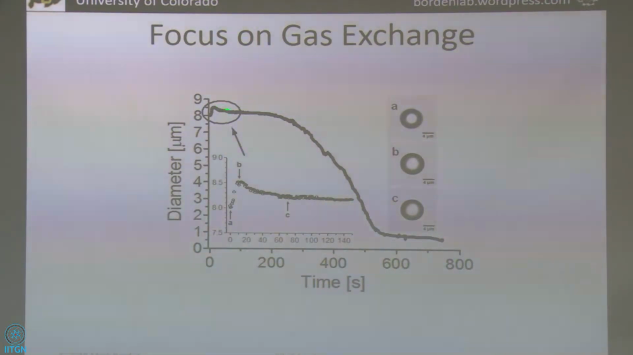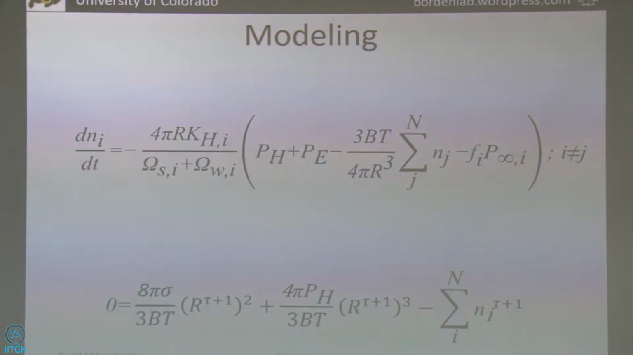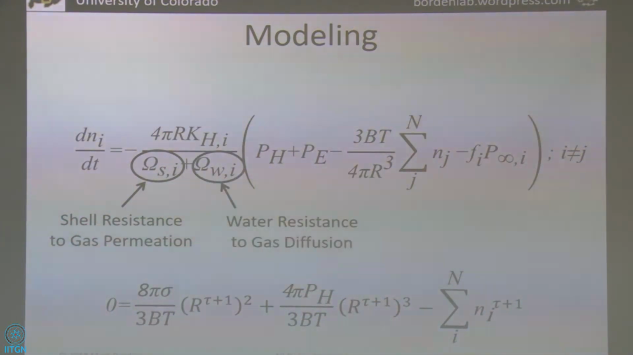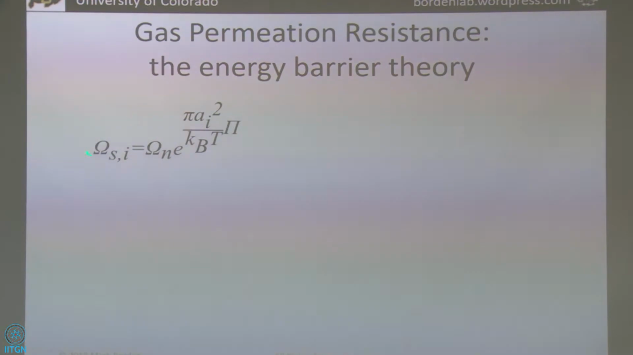So we wanted to focus on just this region, the gas exchange region, where it's growing and shrinking back down to its original size. We fit the model to the data, and we also have to include a term for the shell resistance to gas permeation, as well as water resistance. The water resistance is the ROE term. We have the surface tension term. Now the gas resistance, the shell resistance, we fit to an energy barrier theory that also depends on the area of the shell, so we have to account for the fact that the shell is expanding and contracting.